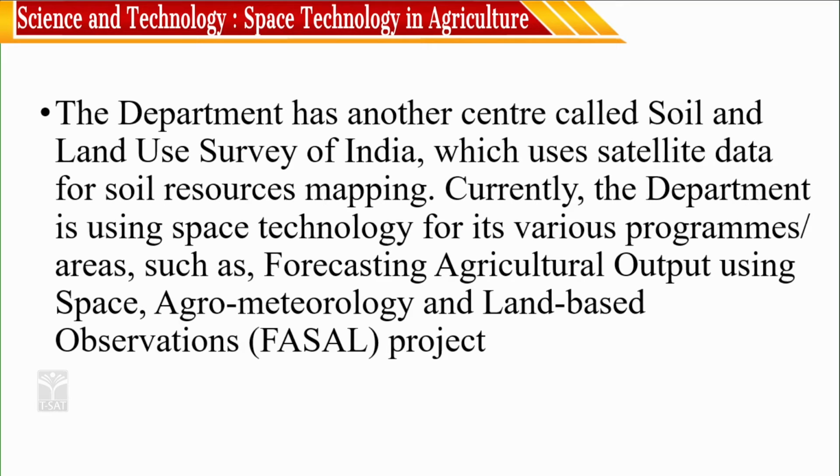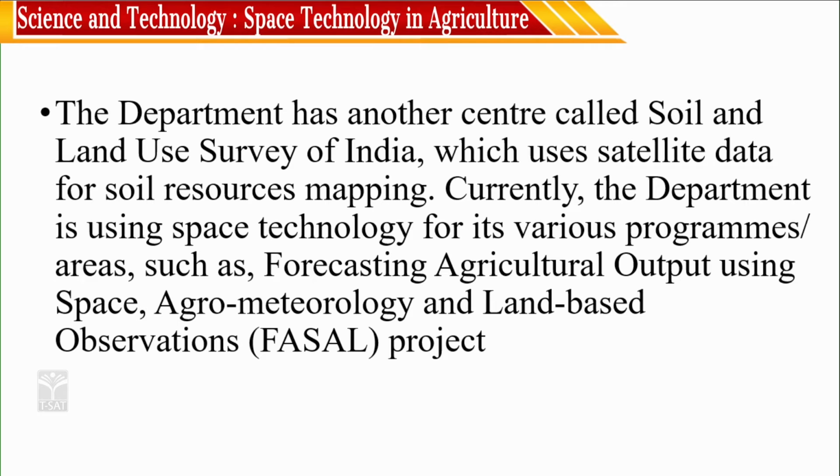The department has another center called Soil and Land Use Survey of India, which uses satellite data for soil resource mapping. Currently, the department is using space technology for its various program areas such as forecasting agricultural output using space, agrometeorology, and land-based observation projects. So, what do you mean by forecasting agricultural output? Forecasting agricultural output is that you must be able to estimate and know the amount of agricultural output you are going to get in the upcoming financial year.